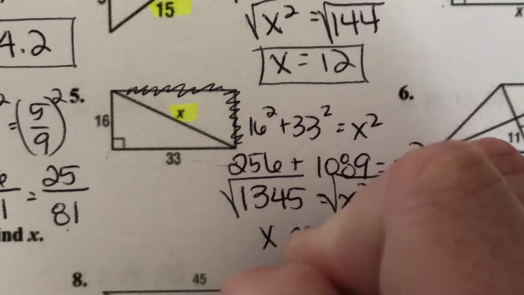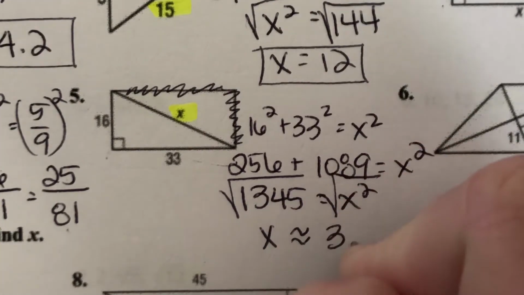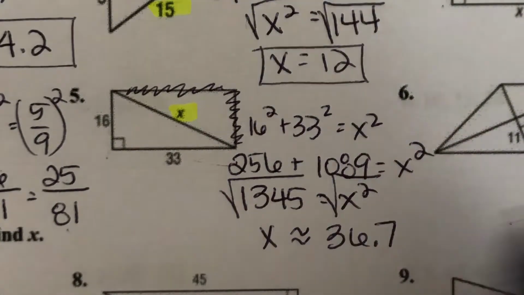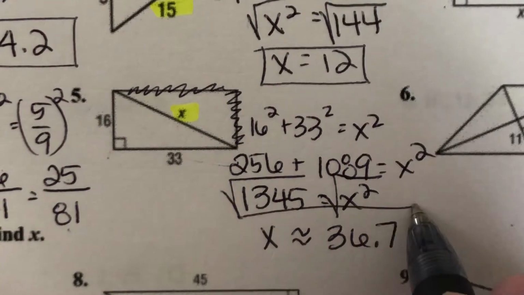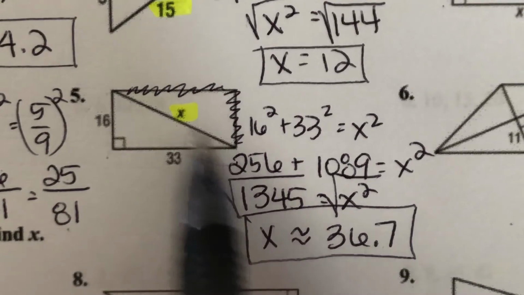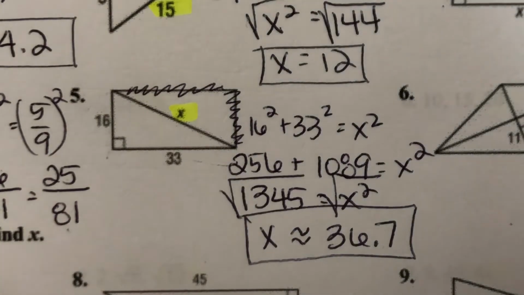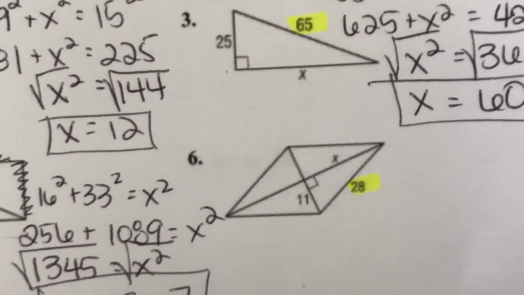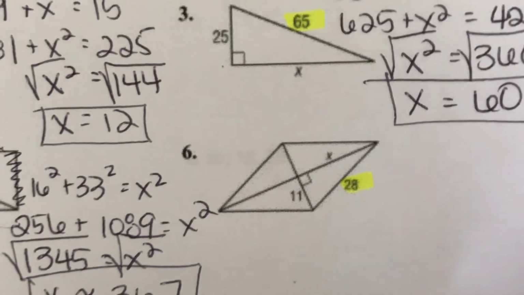So x estimates at 36.7. It's a long decimal, but I'm just rounding. Which makes sense. 16, 33, and the longest side is a little over 36. Makes sense. Okay, for number 6?